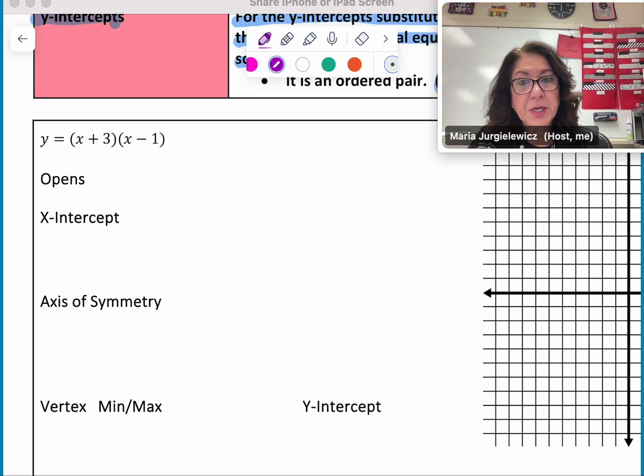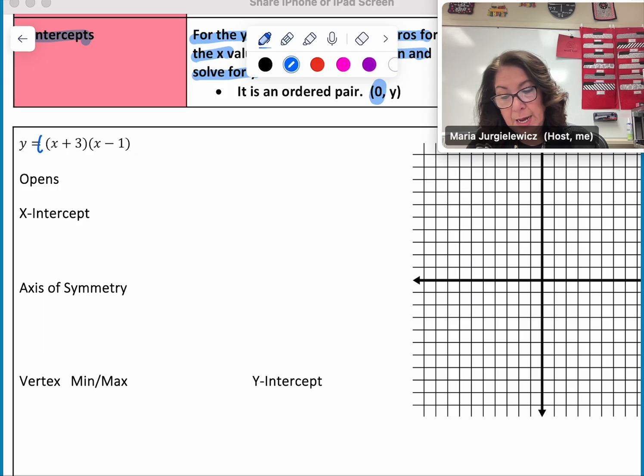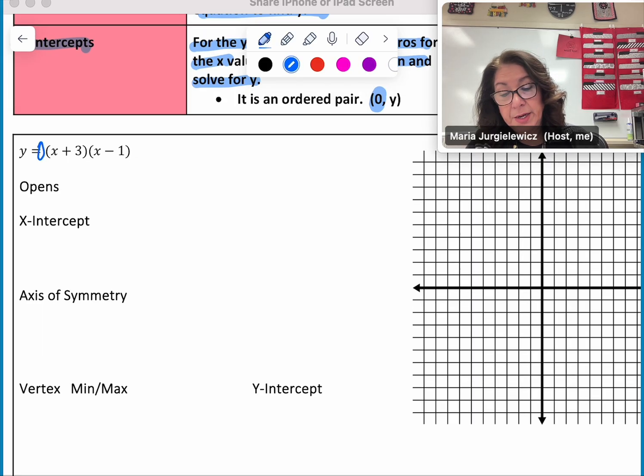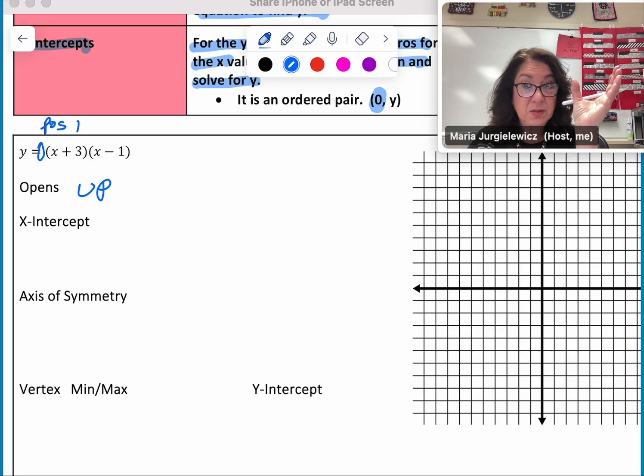So here is the equation. It's already factored. So it's already with parentheses, so it makes it easy for you. Okay? Which way does it open? All right, so I'm going to look out here. What I see there is a positive 1. So now I know it opens up. So I'm expecting it to look like this.